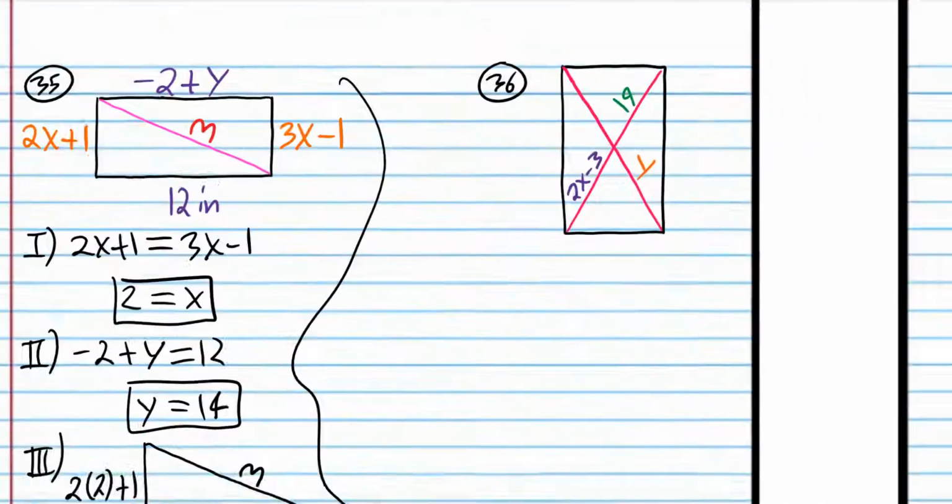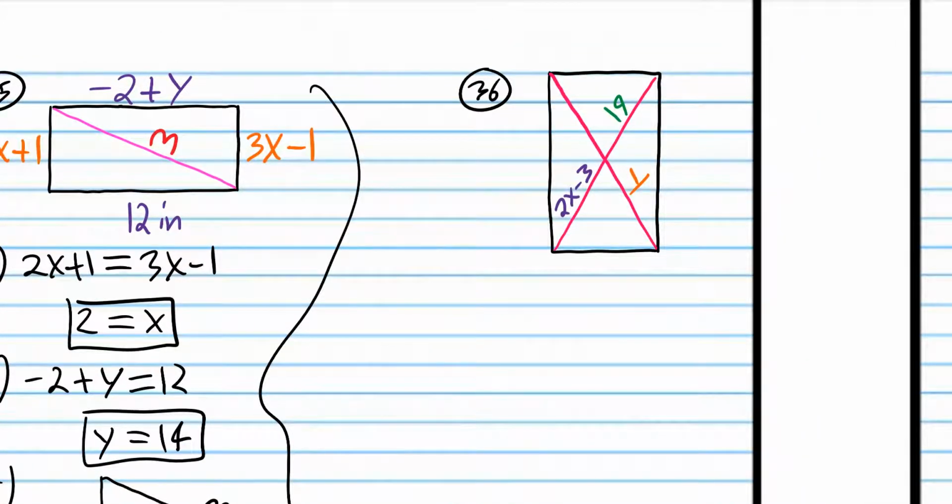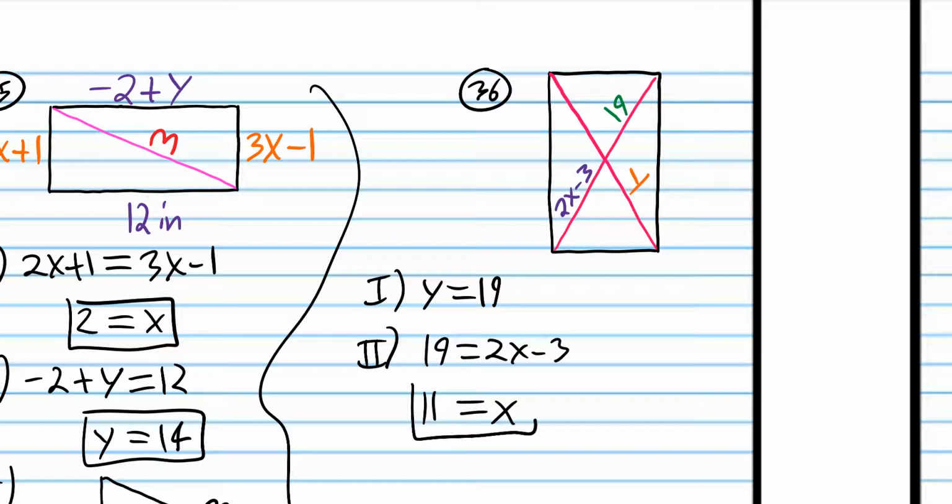All right, we're back. Let's see here. So y must be 19, and 19 must be equal to 2x minus 3. Do the math on that, and you get x is equal to 11. So if you got that answer, or both those answers, good job.